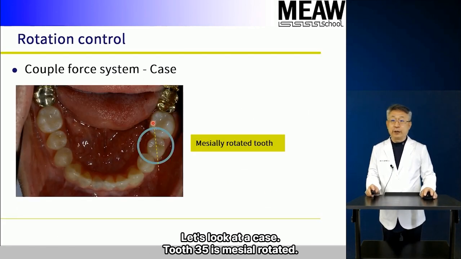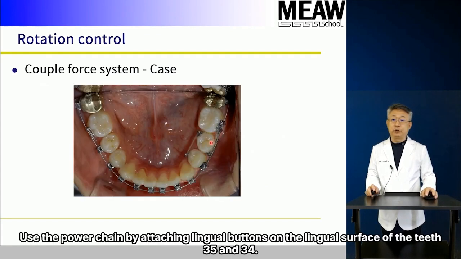Let's look at a case. Tooth 35 is mesial rotated. Use the power chain by attaching lingual buttons on the lingual surface of the teeth, 35 and 34.